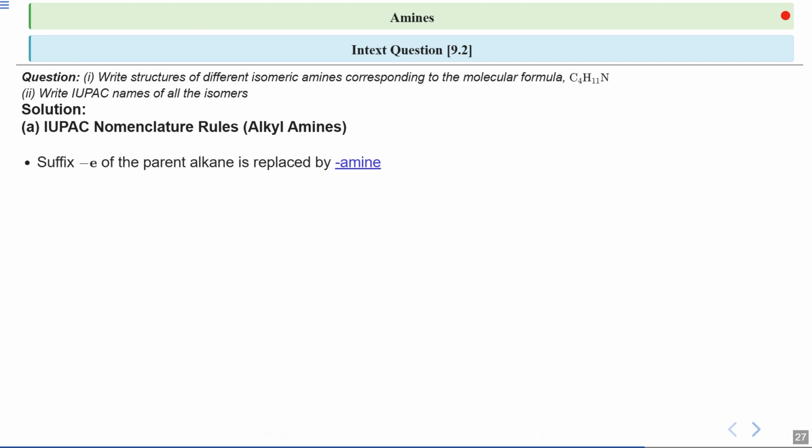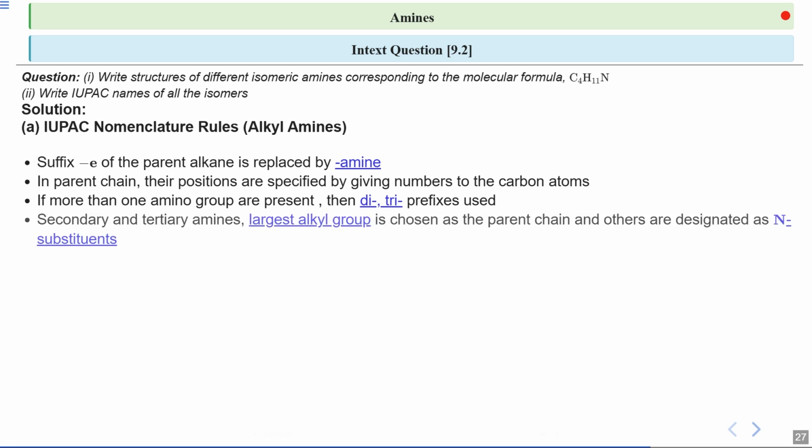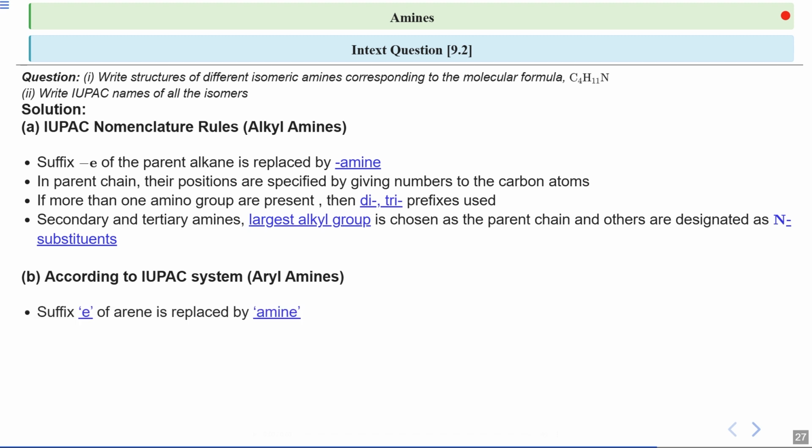So I hope by now it is clear. The suffix E of the parent alkane is replaced by amine. Next, we need to specify the position of the amino group. We do this by numbering the carbon atoms in the parent chain. And if we have more than one amino group, we use prefixes like di, tri. And for secondary and tertiary amines, the largest alkyl group is chosen as the parent chain and other groups attached to nitrogen are named as N substituents. Next, we talk about aryl amines. In aryl amines, the suffix E of arene is replaced by amine.